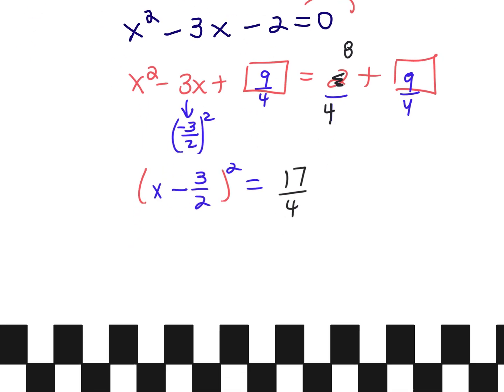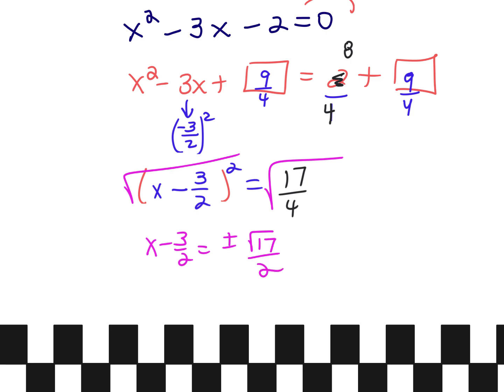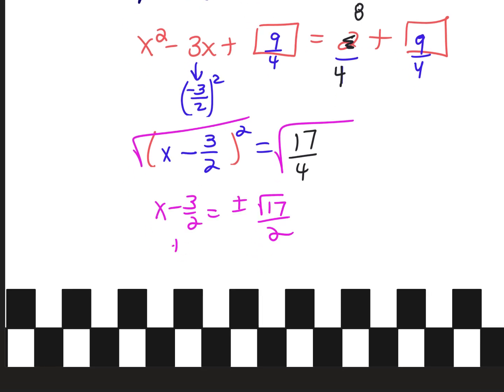Now this is a problem we've done a bunch of times. I have a binomial squared equal to a number. So what do I do to both sides? Take the square root. So x minus 3 over 2 equals what? Plus or minus, fantastic. Square root of 17 over 2. Wonderful. And then one more step. Add your 3 over 2. I like to write it with the number first. So 3 over 2 plus or minus square root of 17 over 2.